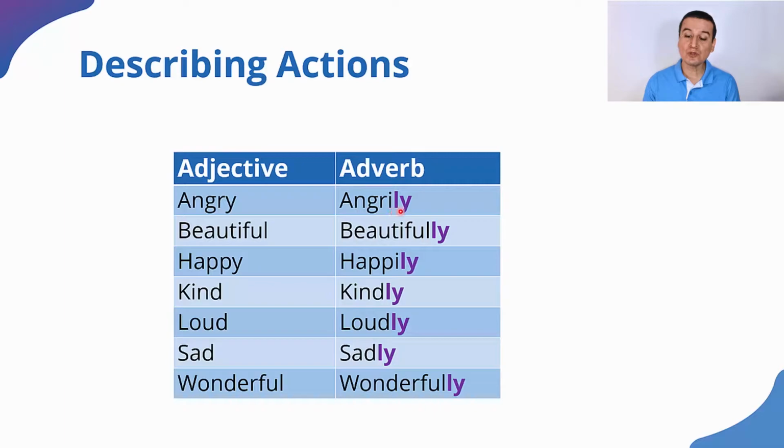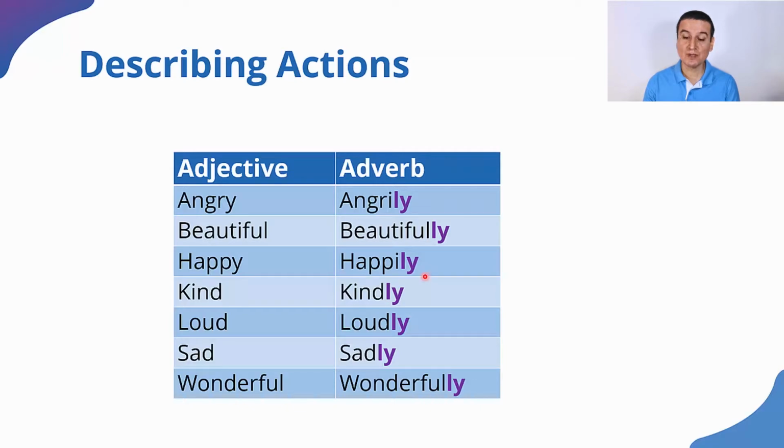So that is how we do things. Beautiful: something can be beautiful, but somebody can do something beautifully. All right? Beautifully. So here you have some more cases. Please pay attention to that P before the Y. Happy, because we have a Y after a consonant. That Y changes to an I before adding ly.